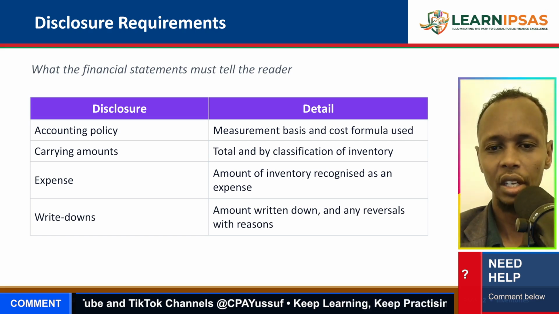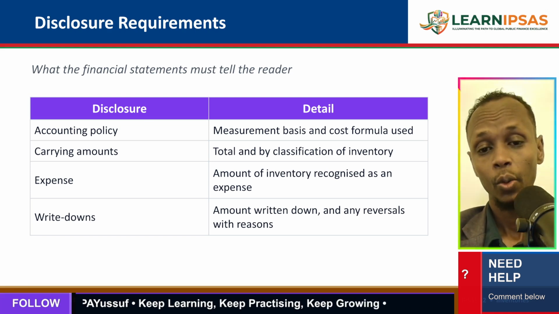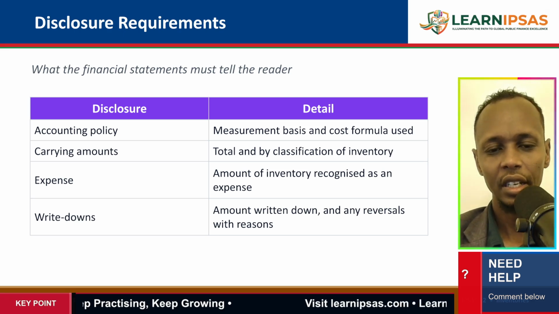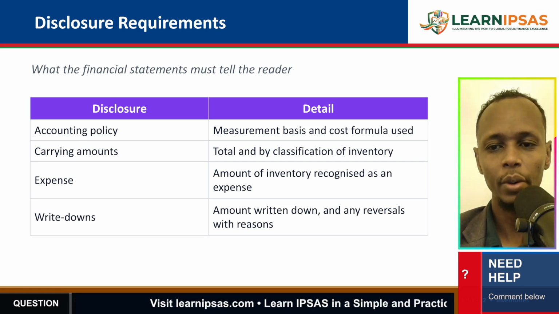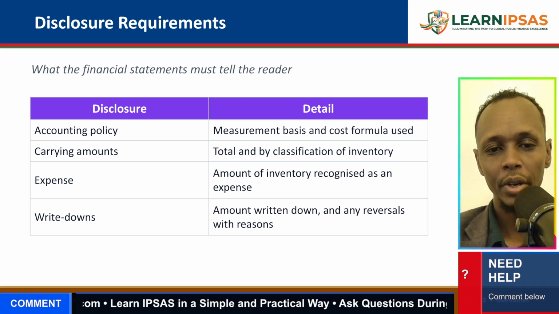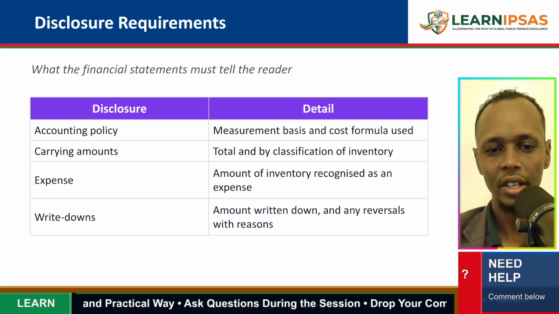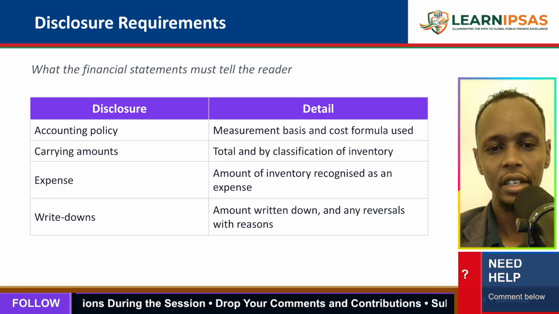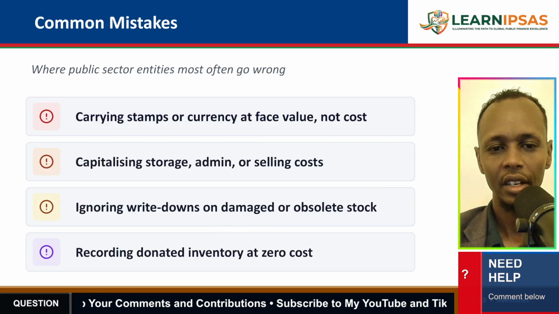Write-downs: the amount written down and any reversals, with the reason. And by the way, when we are reversing the write-down, we will not treat it as a gain. What we will do is reduce our expenses for the subsequent year. So if in the previous year you had written down, say, 500,000 and this year it has recovered, you will reduce the current year expenses.